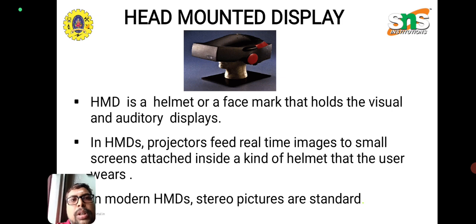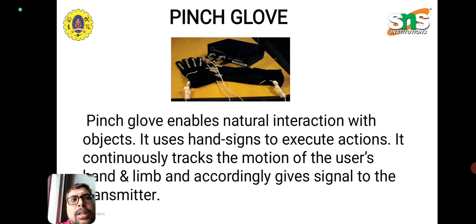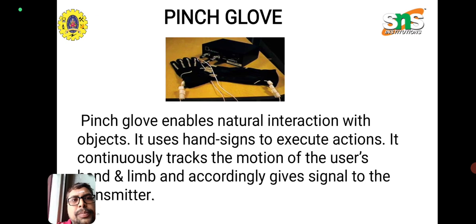Next is the head-mounted display. This is a helmet or face mask that holds visual and auditory displays. Head-mounted display projectors feed real-time images to small screens attached inside a kind of helmet the user wears. In modern days, stereo pictures are standard. Next, we are going to see pinch gloves. Pinch gloves enable natural interaction with objects and handle hand signs to execute actions. They continuously track motions of the user's hand and limb and give signals to the transmitter.